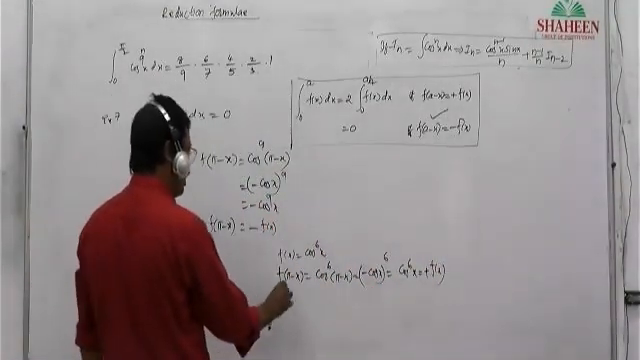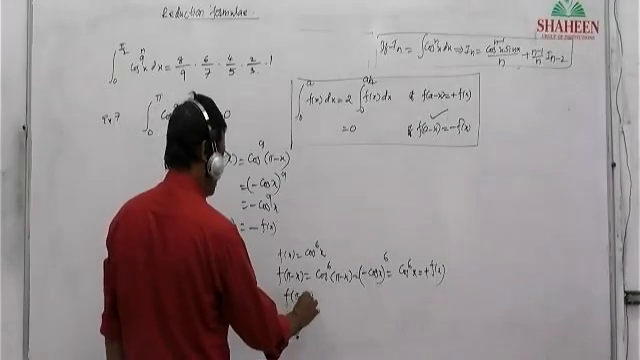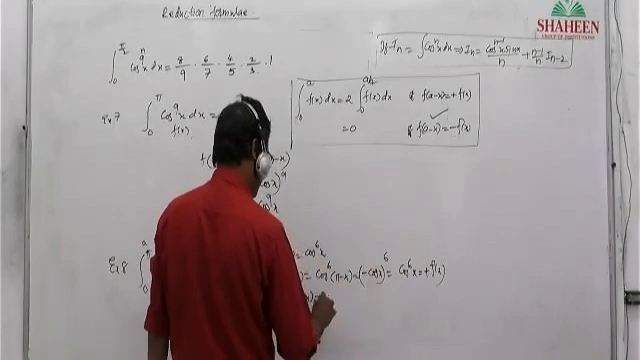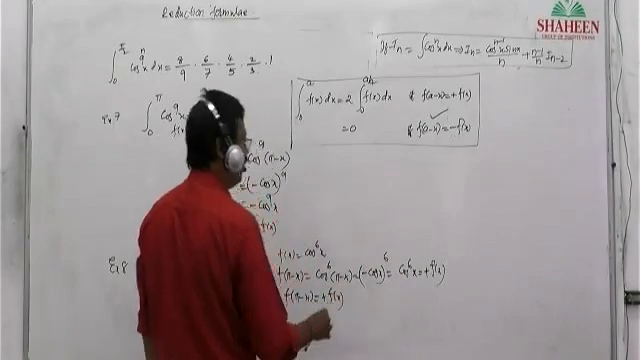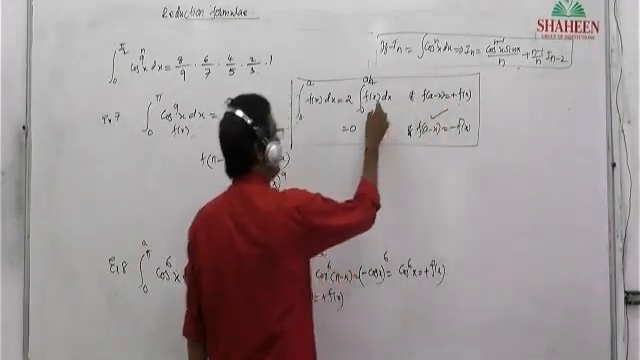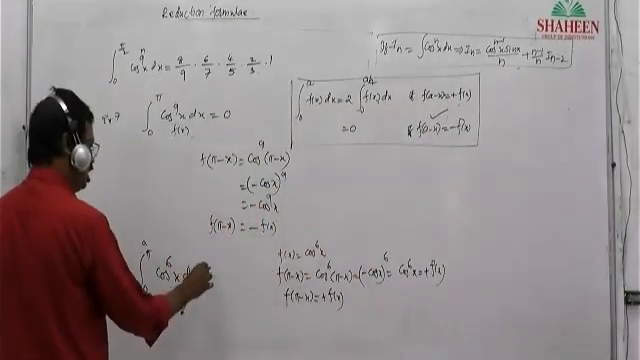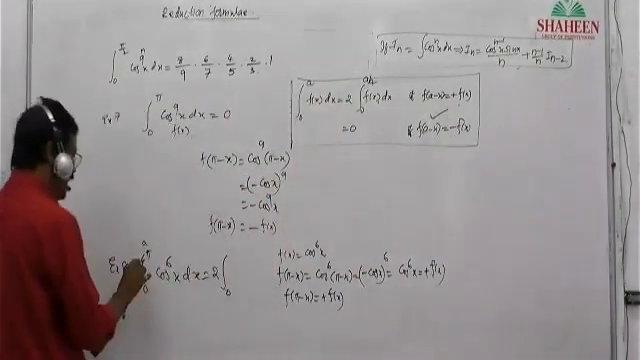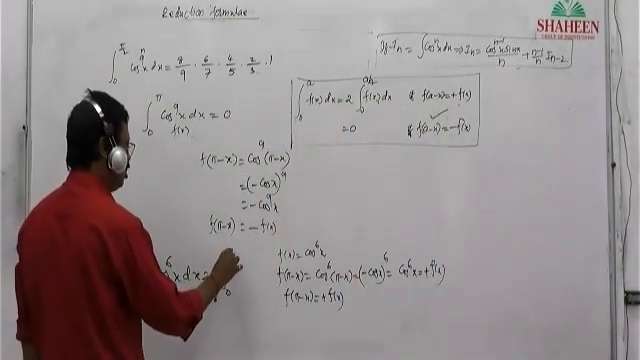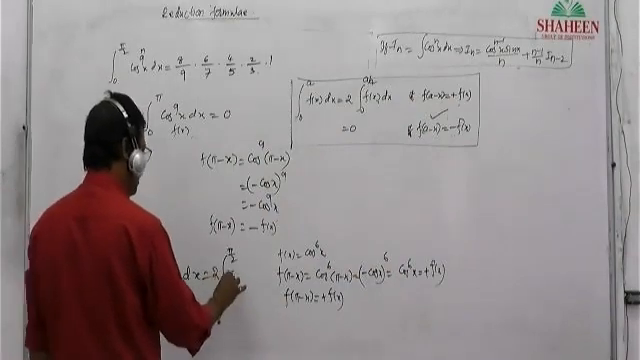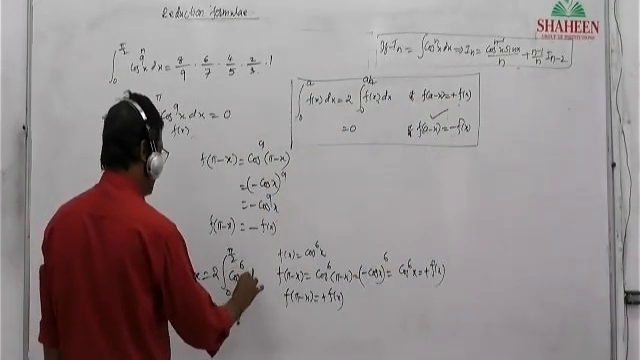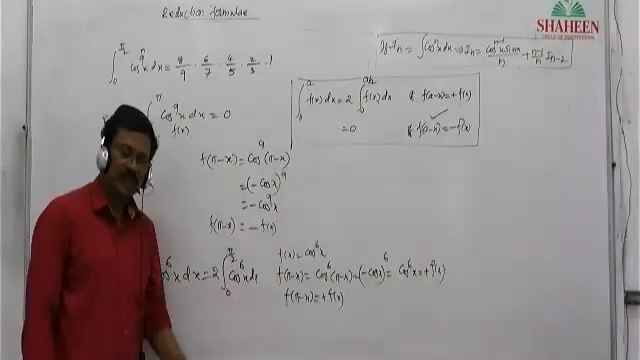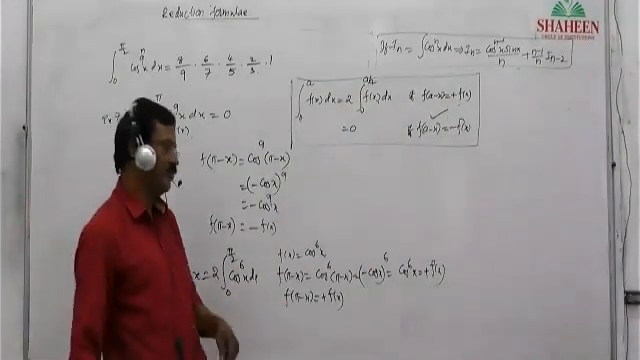You got f(a minus x) equals plus f(x). Therefore, if we get plus f(x), we can apply this formula, which is 2 times the integral of 0 to a/2. What is a? Pi. So a/2 means pi/2. f(x) is the same, cos power 6 x dx. Now, what are the limits? 0 to pi/2, so we can use the reduction formula.